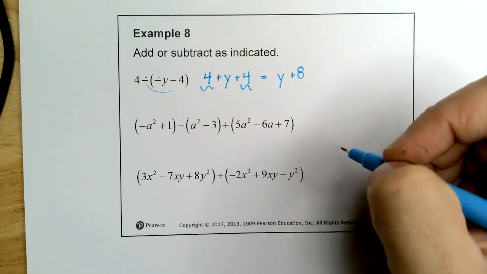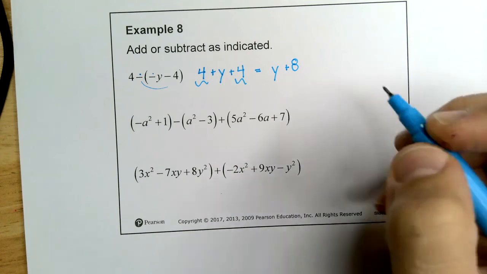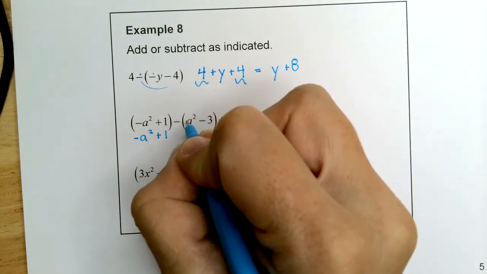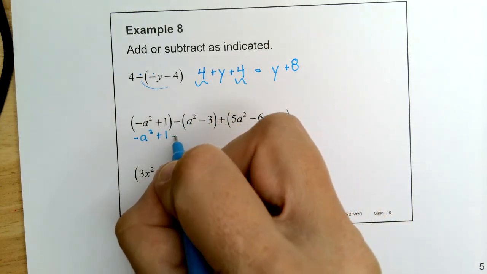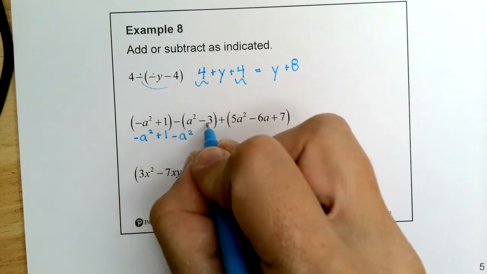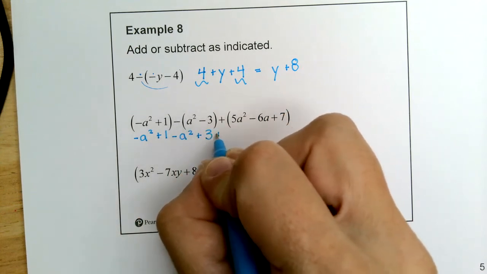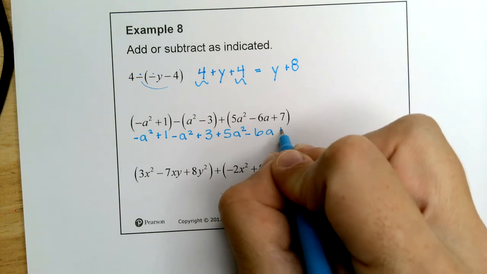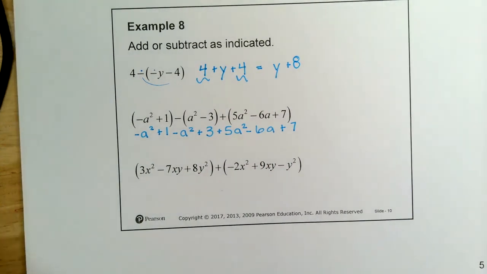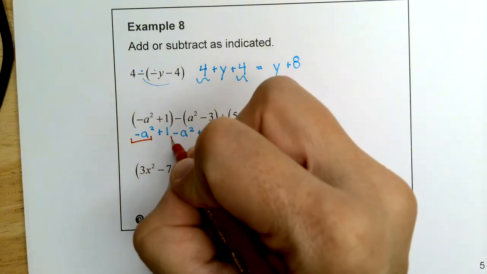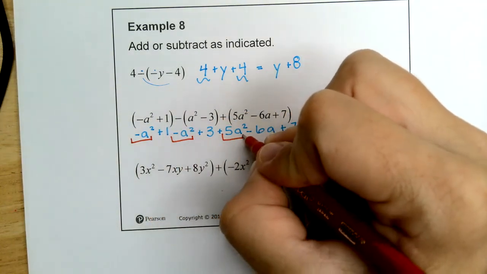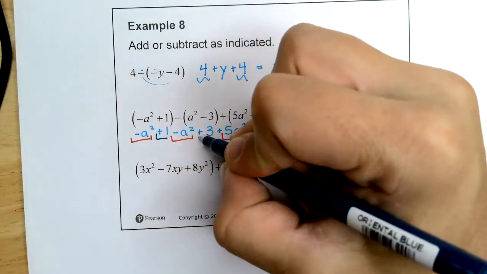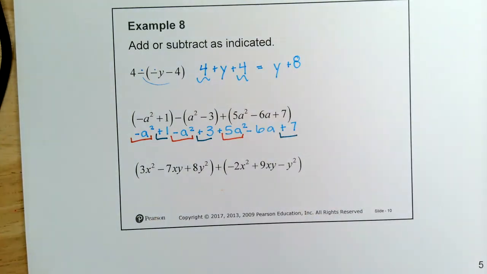All right, let's rewrite this one. -a squared plus 1. Change the sign. So instead of a squared, we have a minus a squared. Instead of a -3, we have a +3, plus 5a squared minus 6a plus 7. Okay. These are alike. And then the +1, +3, and +7 are alike.